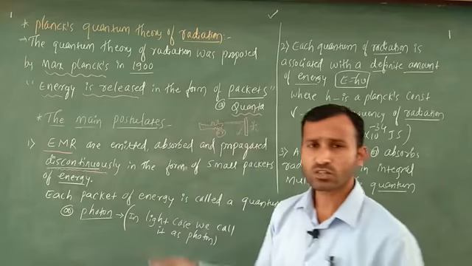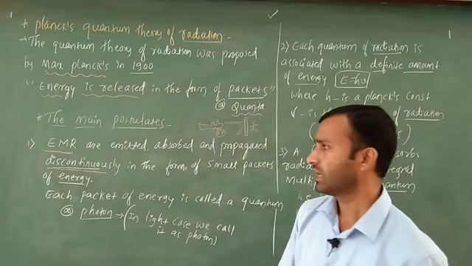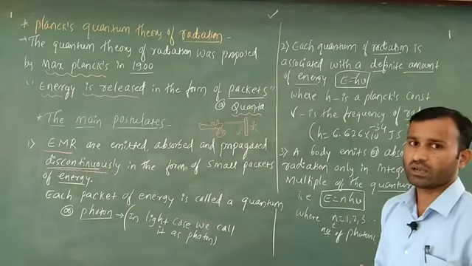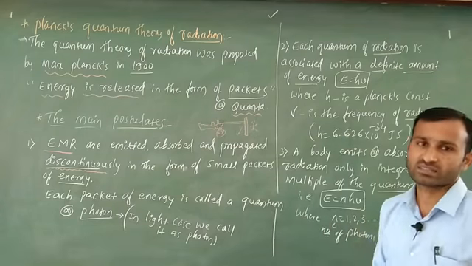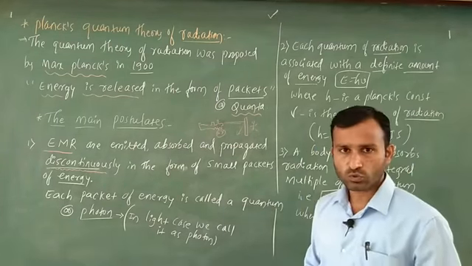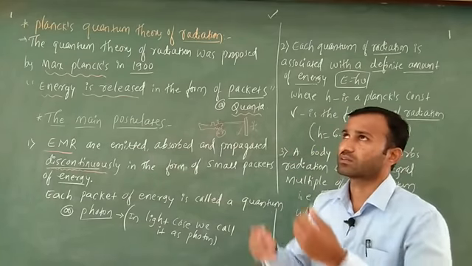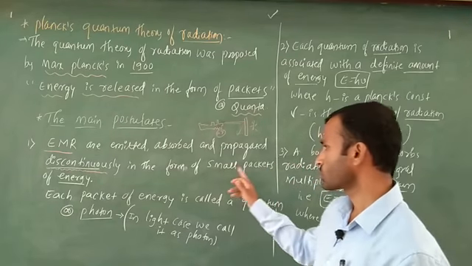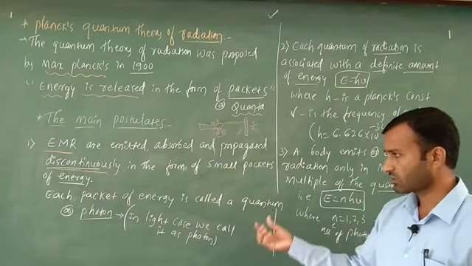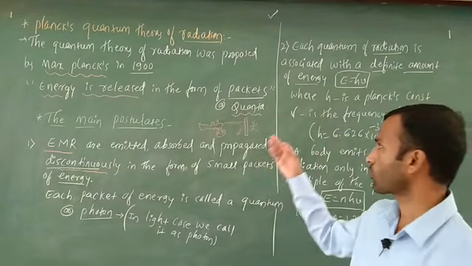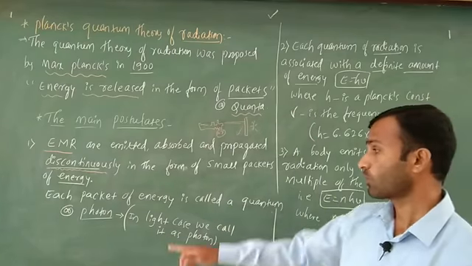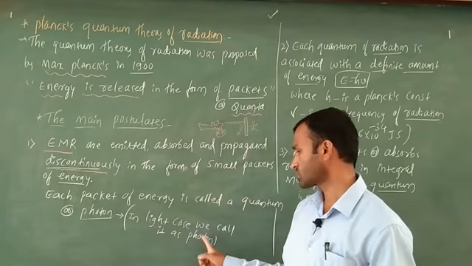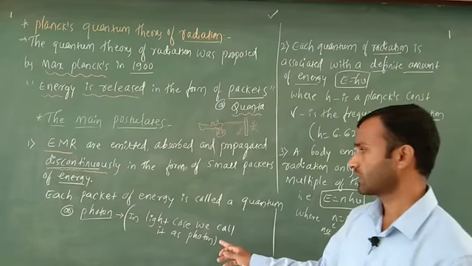Light is also one form of electromagnetic radiation. Electromagnetic radiation is emitted, absorbed and propagated discontinuously. Consider a tube light: the energy coming from the tube light is not continuous. Light is discontinuous, in the form of small packets of energy. Each packet of energy is called a quantum, or quanta, or a packet, or one more word, a photon. In the light case we call it a photon.